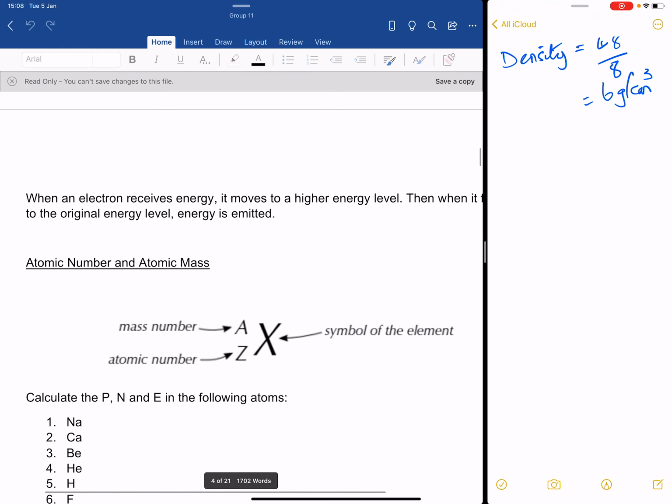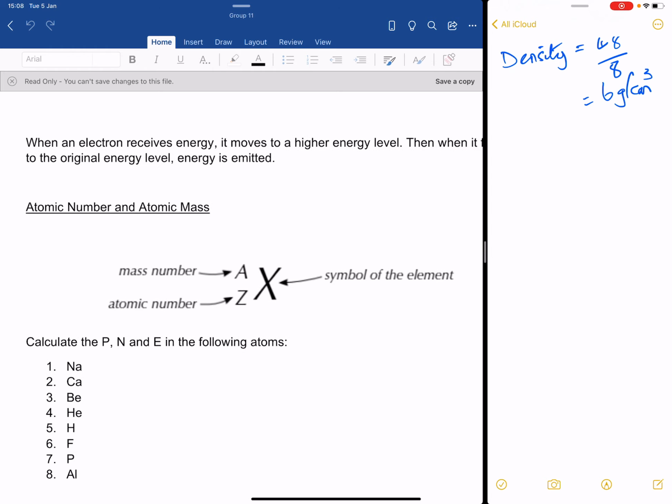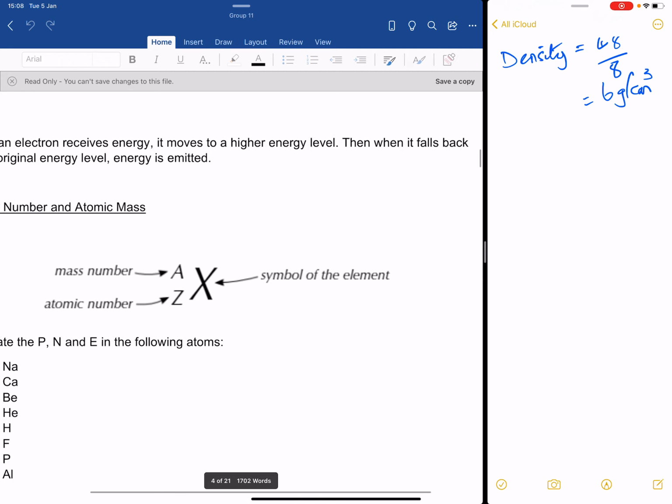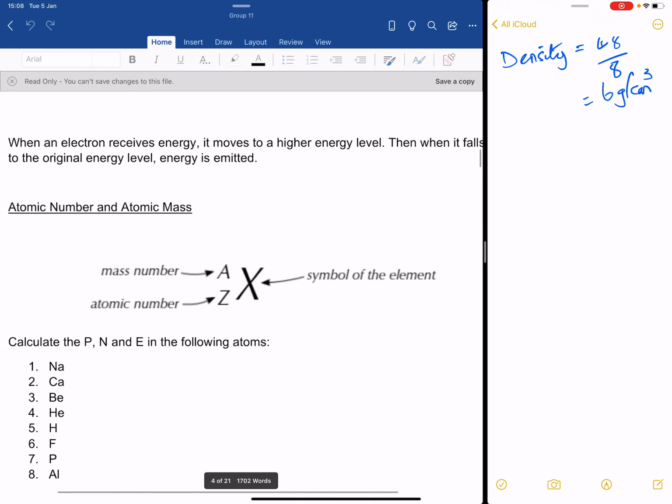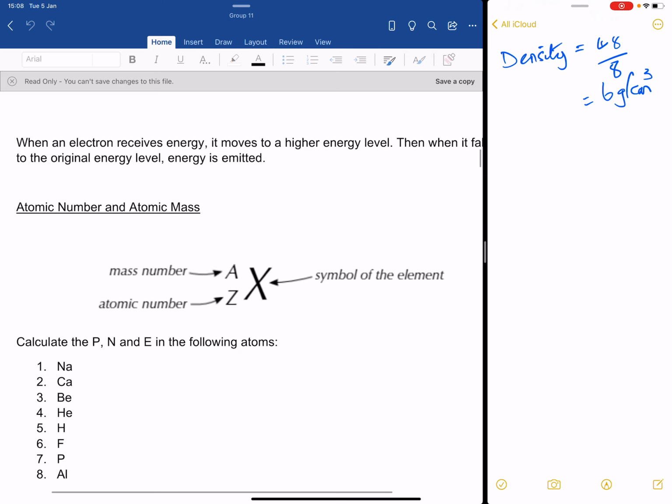If we move on, when an electron receives energy, it moves to a higher energy level. Then when it falls back to the original energy level, energy is emitted. And that energy emitted could be in the form of light.